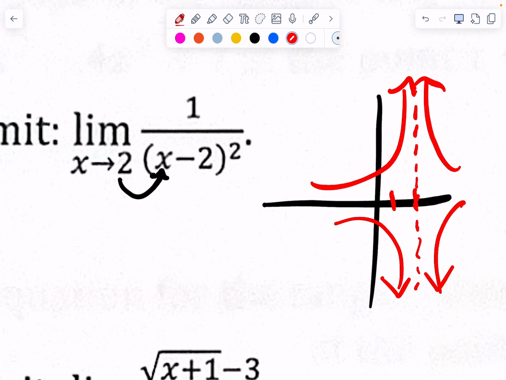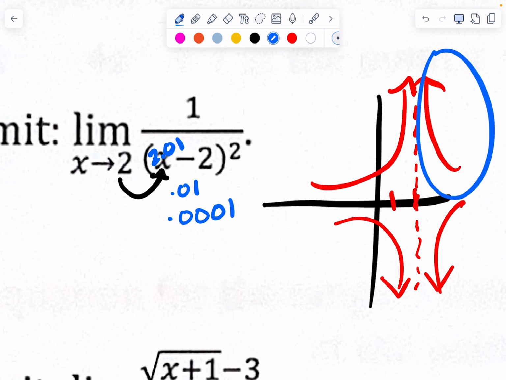Now, what we did before was we just plugged in numbers that were really close to 2, right? Okay? So let's plug in really close to 2, like 2.01, right? If I plug in 2.01, that would be on this side. I need to figure out whether it's going to infinity or negative infinity, okay? So 2.01 minus 2 would be 0.01, and if I square that, that's 0.0001, right? 1 divided by a really, really small number is going to be a positive number, right? It's going to be positive. We don't even really care what it is. It's going toward infinity. So it's doing that little loop right there, right?